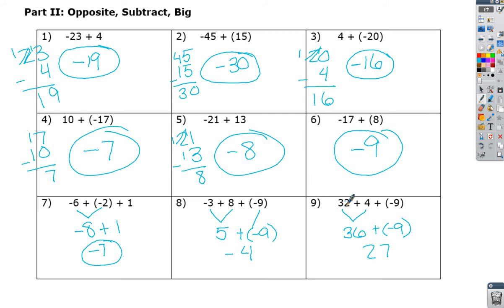Number 9, we have 32 plus 4. The signs are the same, so we add and keep our sign. 32 plus 4 is 36. We brought down that negative 9. 36 plus negative 9, a positive and a negative. The signs are different, so we take the difference and keep the sign of the bigger number. 36 minus 9 is 27, and our bigger number is positive, so our answer is a positive 27.